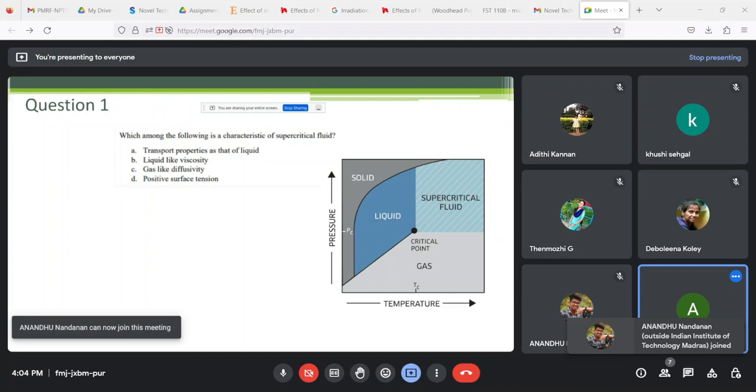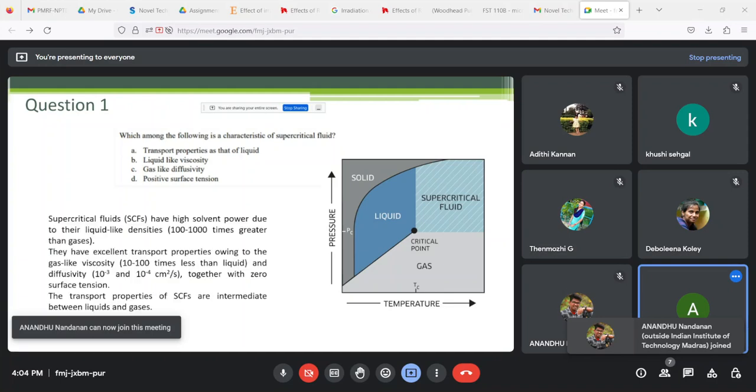So what happens in a supercritical fluid is that, like a liquid, it will have very high solvent power. That is, it will be able to solubilize the solute very easily like a liquid, and it has a very high density as that of a liquid. So the solvent power and the density are very similar to that of the liquid, whereas the other properties such as the viscosity and the diffusivity are like the gas. So the supercritical fluid is kind of like a mixture of a liquid and a gas, and for a supercritical fluid the surface tension is also zero.